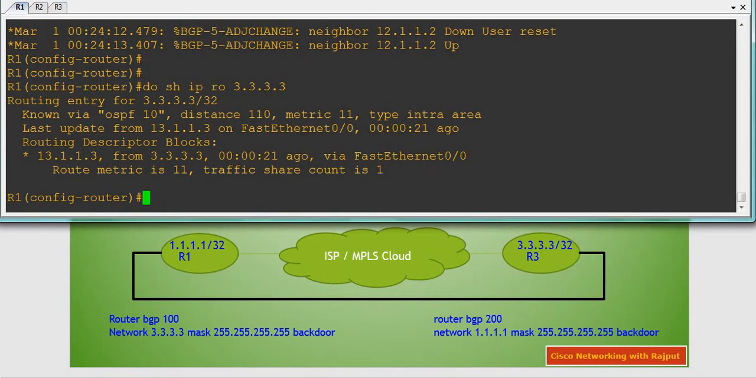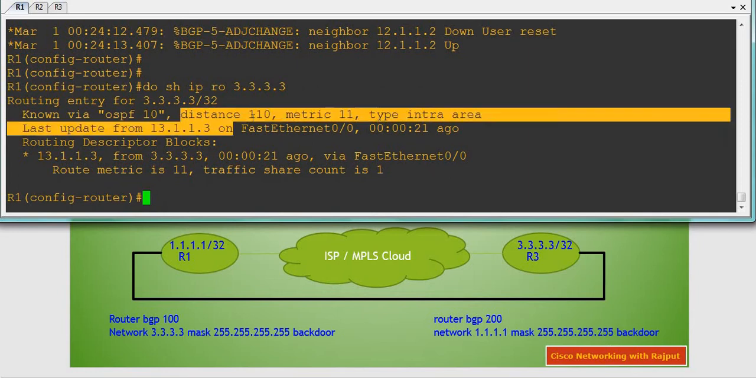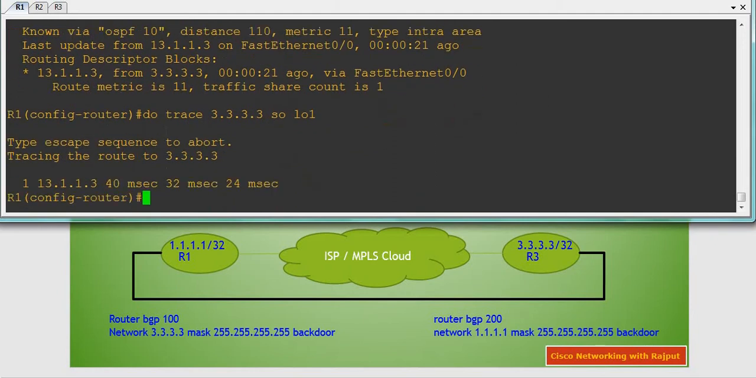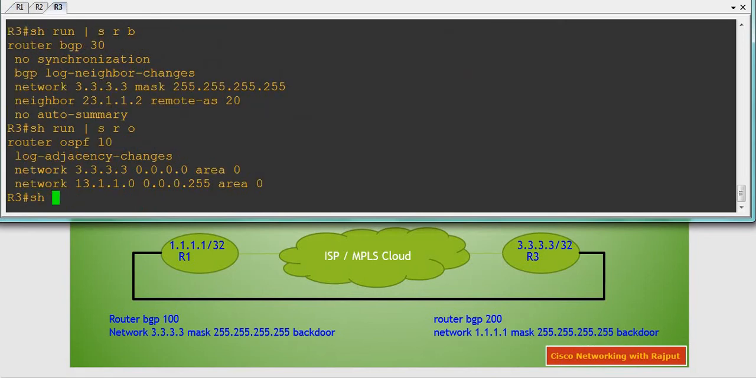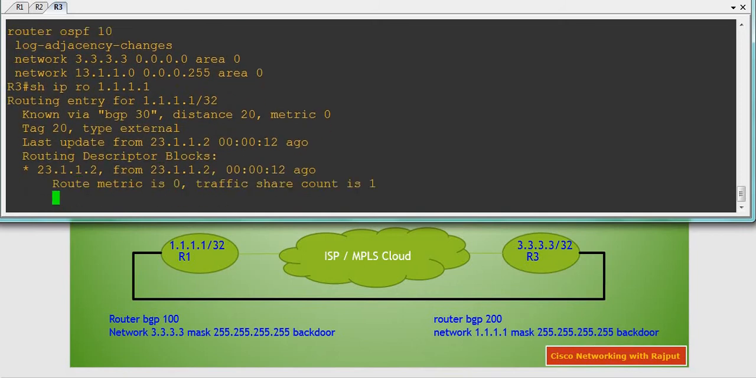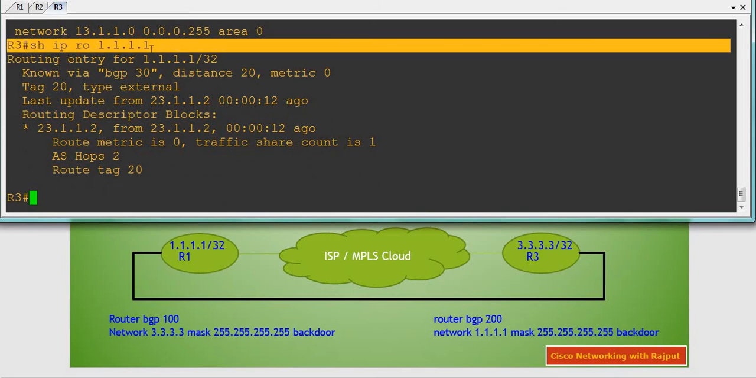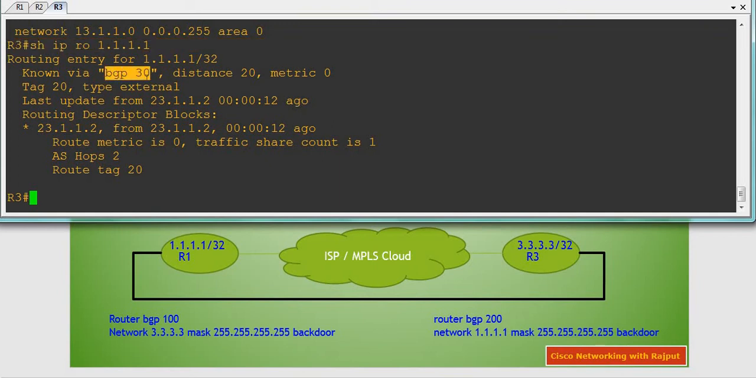Okay, here we go. Now the distance is 110. The routing protocol selected is OSPF. Let us do a trace once again. It directly goes to router 3 now. So on router 3, if we go and show ip route 1.1.1.1, we checked routing for 1.1.1.1/32, and this shows via BGP, because on router 3 we did not make any change.